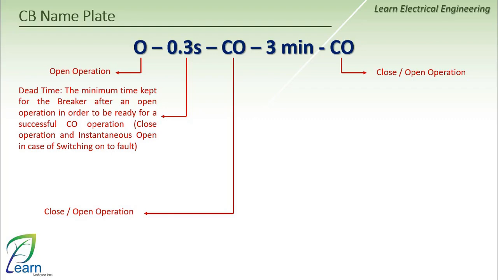Therefore, when the breaker closes, it must open again almost instantaneously. Here, the breaker indicates that between the first open operation and the close open operation, which is the second operation, there must be a delay time of 0.3 seconds. The second timing, 3 minutes, is the time between the first open, close, open operation and the operation repeated multiple times.